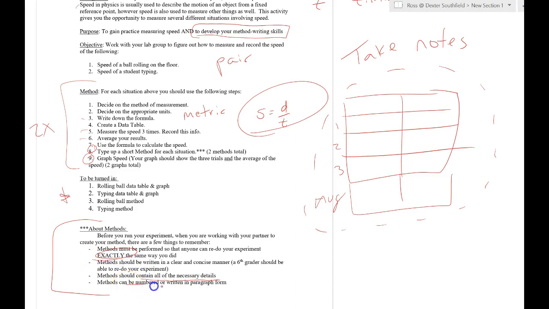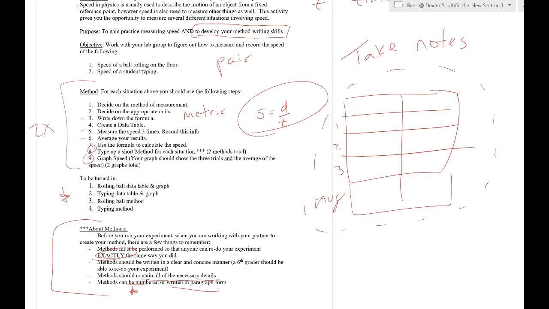And methods can be numbered or written in paragraph form. Usually for this, it's a little bit easier to do it in a numbered fashion. Step 1, do this. Step 2, do this. Step 3. Because that way you're making sure that you're breaking your ideas down into short, concise, manageable points of information.